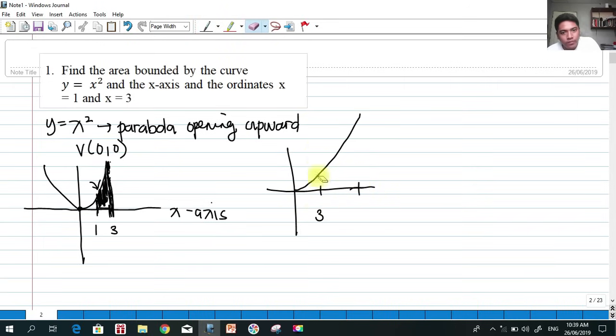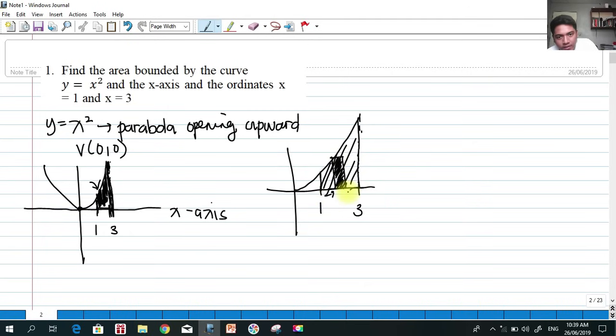So this is our 1 and 3. What we do is get the area bounded by these curves. This would be our area of interest. So the question is, what method should we use? Is it a vertical strip or a horizontal strip? In this problem, we can use a vertical strip. So this would now be our vertical strip.